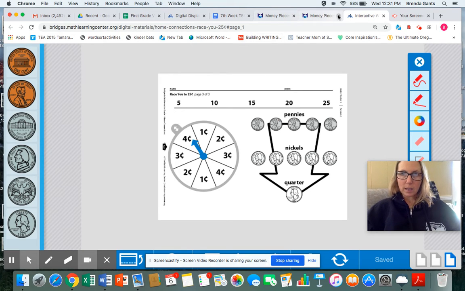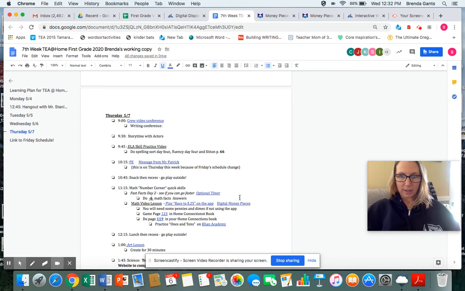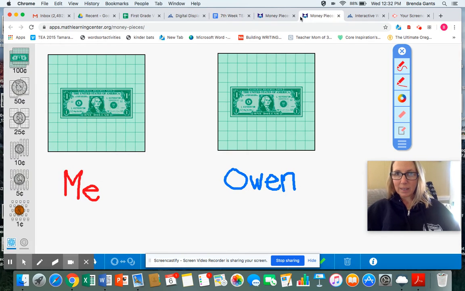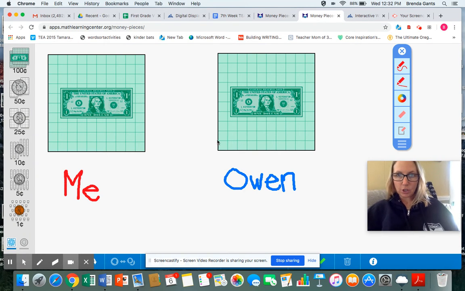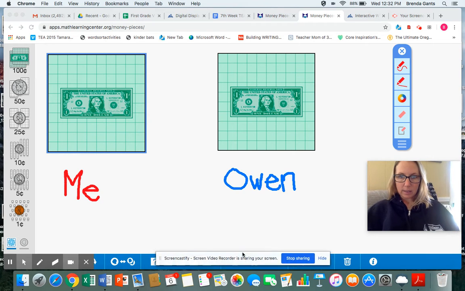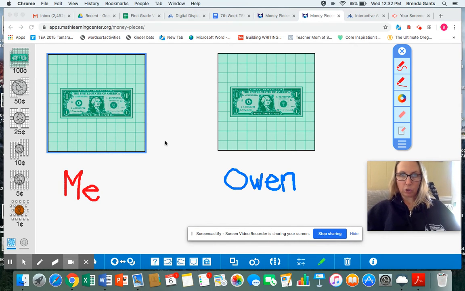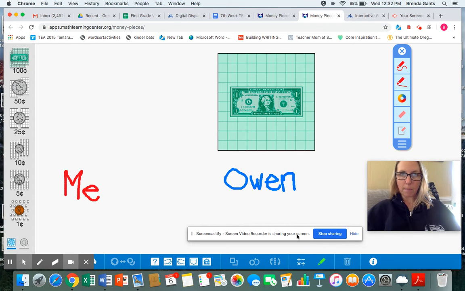So I'm going to show you how this game works. Whoever gets to the quarter, or the 25 cents, first is the winner. That would be just to play one round. If you want to play up to a whole dollar, I also put in your agenda, in math, digital money pieces. When you click on that, it just looks like a plain screen here. But what I did is, I'm going to take these away first and show you where I got them.